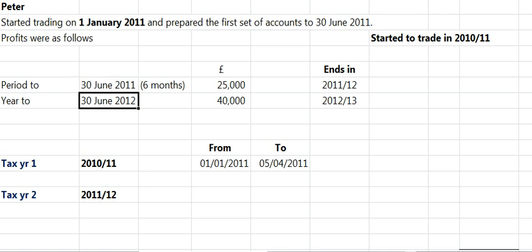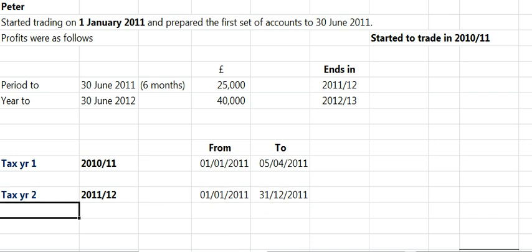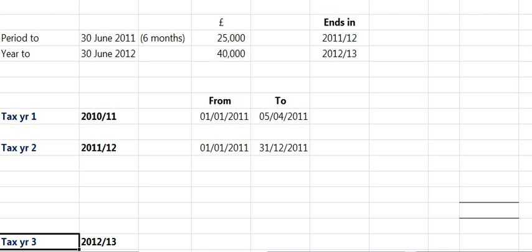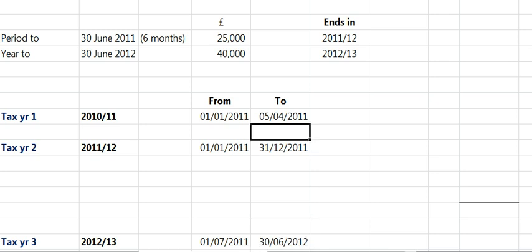And when that is the case, the rules state that you have to go from the start of trade to the end of the first 12 months, so the first 12 months of trade essentially, from January 2011 to December 2011. When you get to the third year, we should be on normal rules, as I said. So if you look, 12/13, there's a year that ends in 12/13, the year to 30th of June 2012, and you just tax that period. Okay. Let's look at the numbers now.